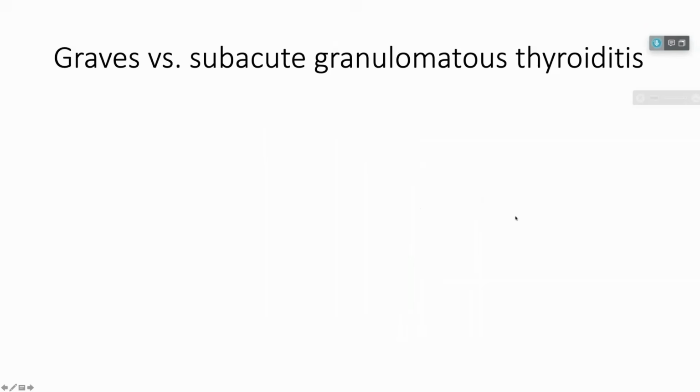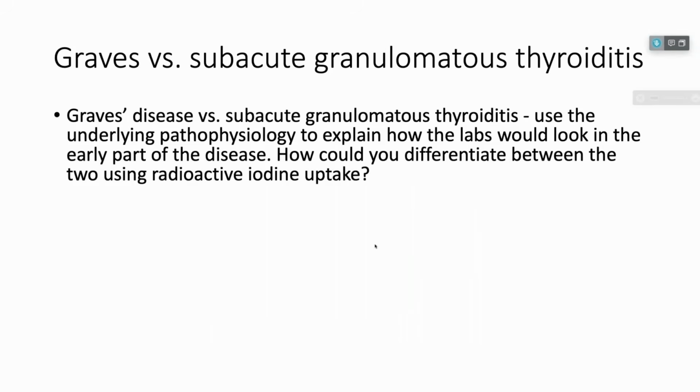So Sebastian, we kind of already talked about this, but use the underlying pathophysiology to explain how the labs would look in the early part of the disease for Graves versus subacute granulomatous thyroiditis. I think in both, the T3 and T4 will be high, meaning that if we measure the TSH and TRH, they will be low. Good, exactly. So how could you tell the difference? Or similarly, what if someone was taking exogenous thyroid hormone? How could you tell the difference?